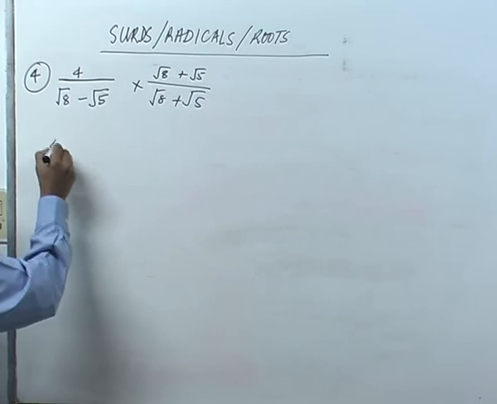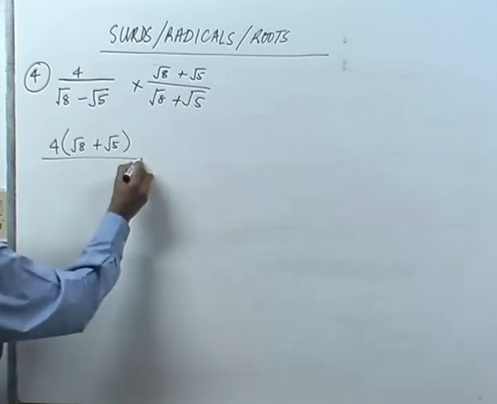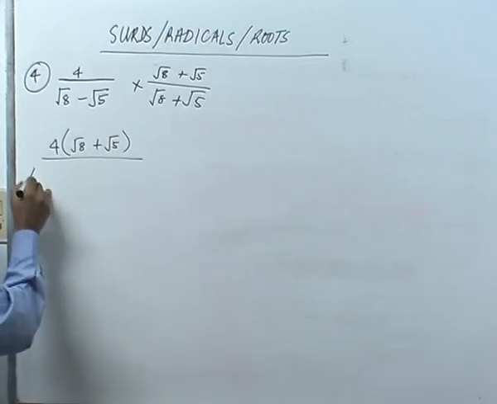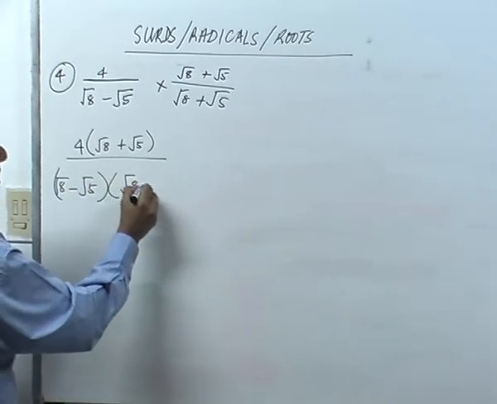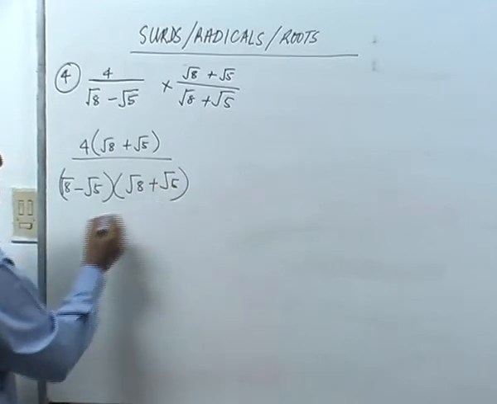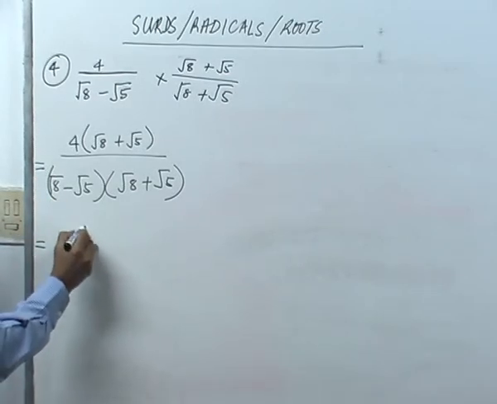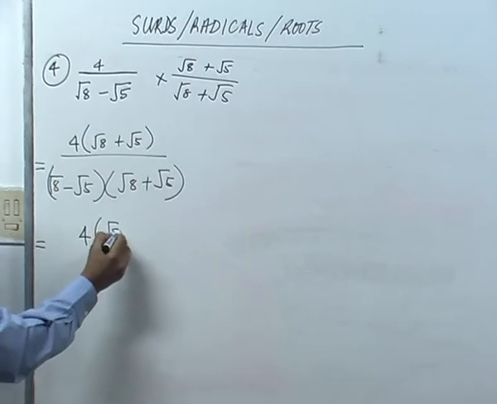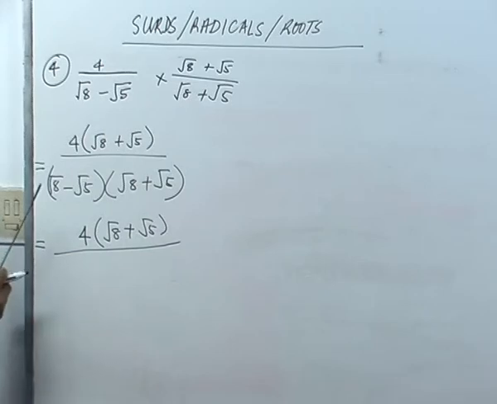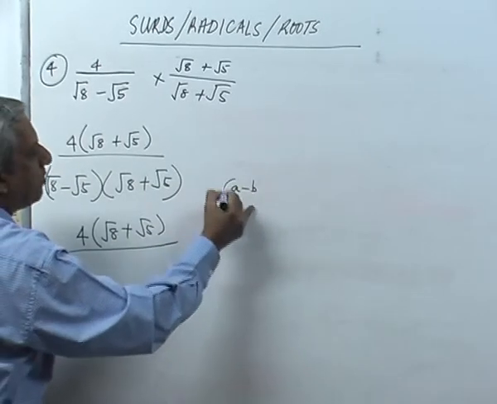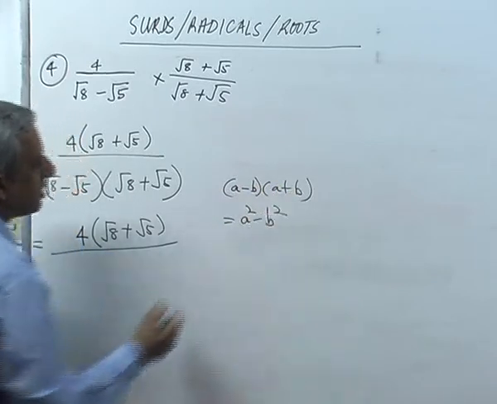Right. So in the numerator we'll have 4 into square root of 8 plus square root of 5. You can leave that just like that. In the denominator we're going to have square root of 8 minus square root of 5 multiplied by square root of 8 plus square root of 5. Now that gives us 4 into square root of 8 plus square root of 5 all over. Again, this is like a minus b into a plus b, which is a squared minus b squared.